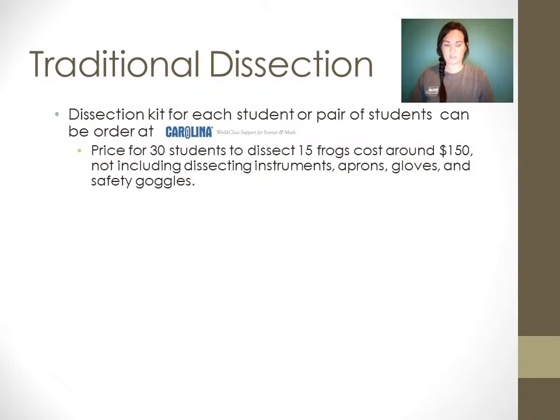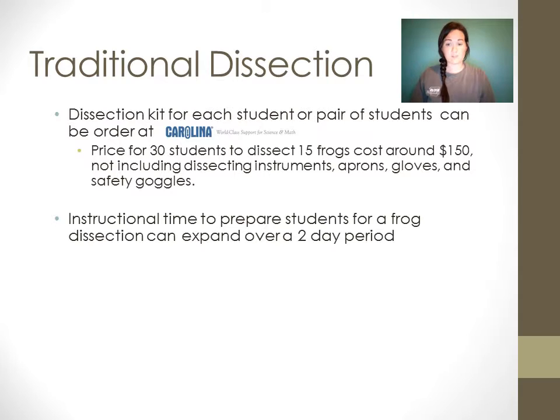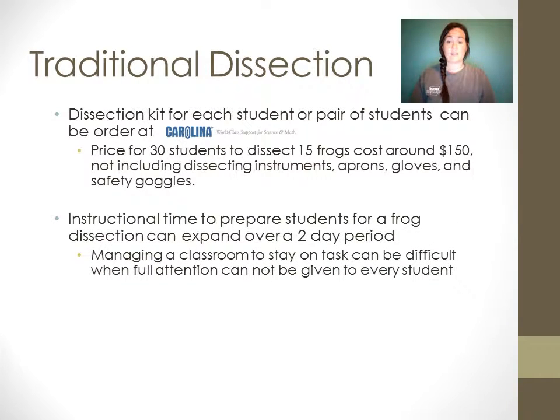Let's talk a little about traditional dissection. With traditional dissection, you have to buy kits, and these kits are for each student or pair of students, and they can be ordered at Carolina. The price for 30 students to dissect 15 frogs cost around $150, and these kits do not include dissecting instruments, aprons, gloves, or safety goggles. Instructional time to prepare students for a dissection can expand over 2 days. Managing a classroom to stay on task can be difficult when full attention cannot be given to every student.